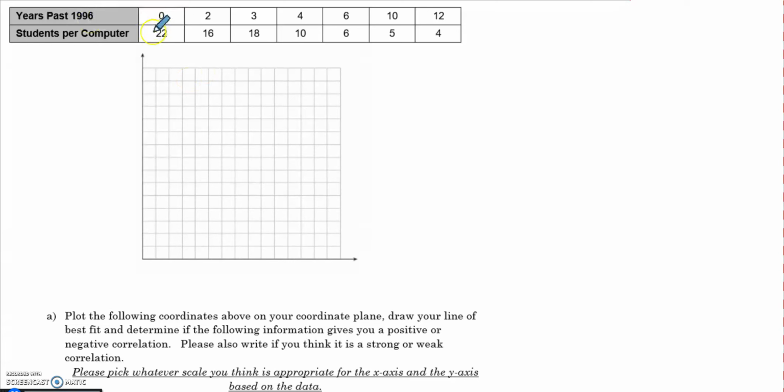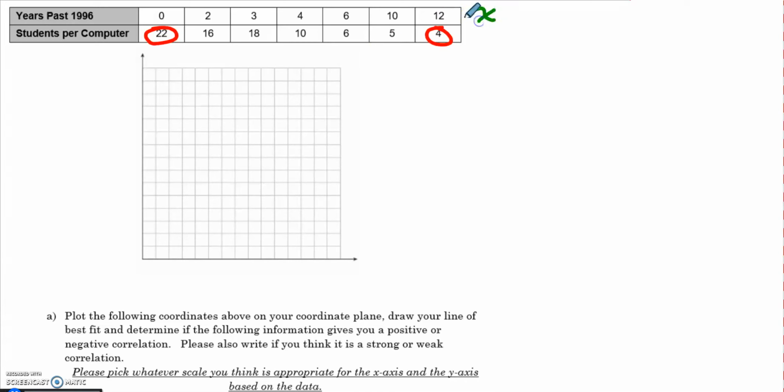But in 1996, there were 22 students per 1 computer. But 12 years later, there's only 4 students per 1 computer. So as you can see, computers are getting less expensive and are becoming more available in classrooms. And so what we need to do is graph this information.